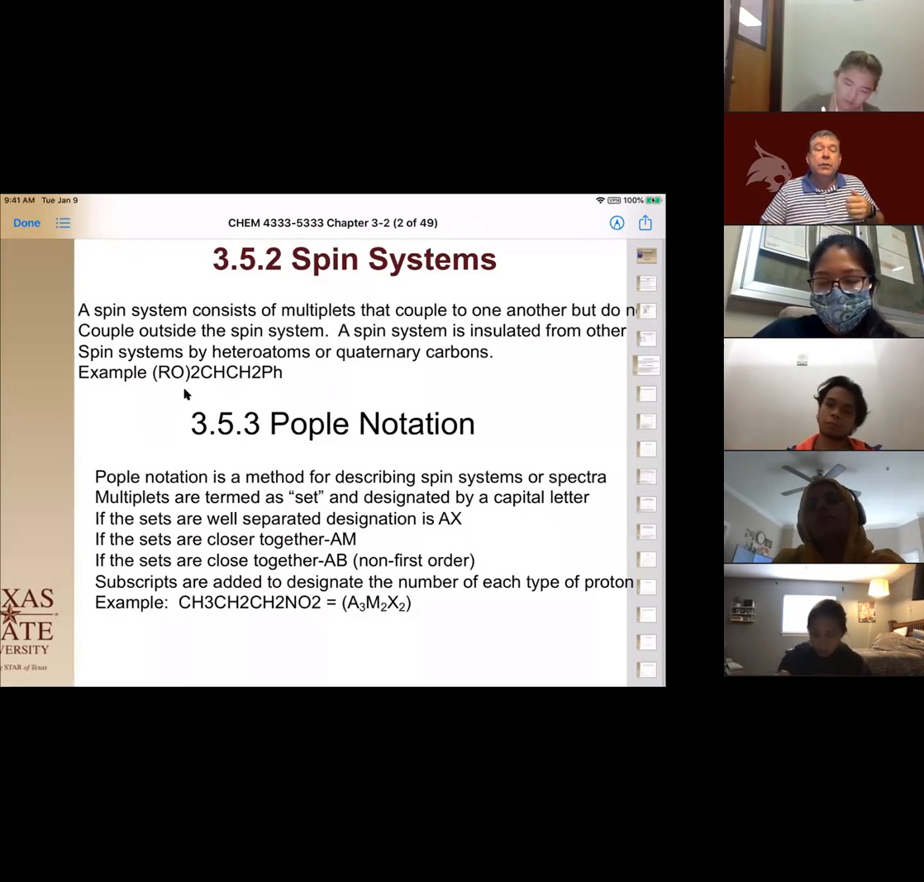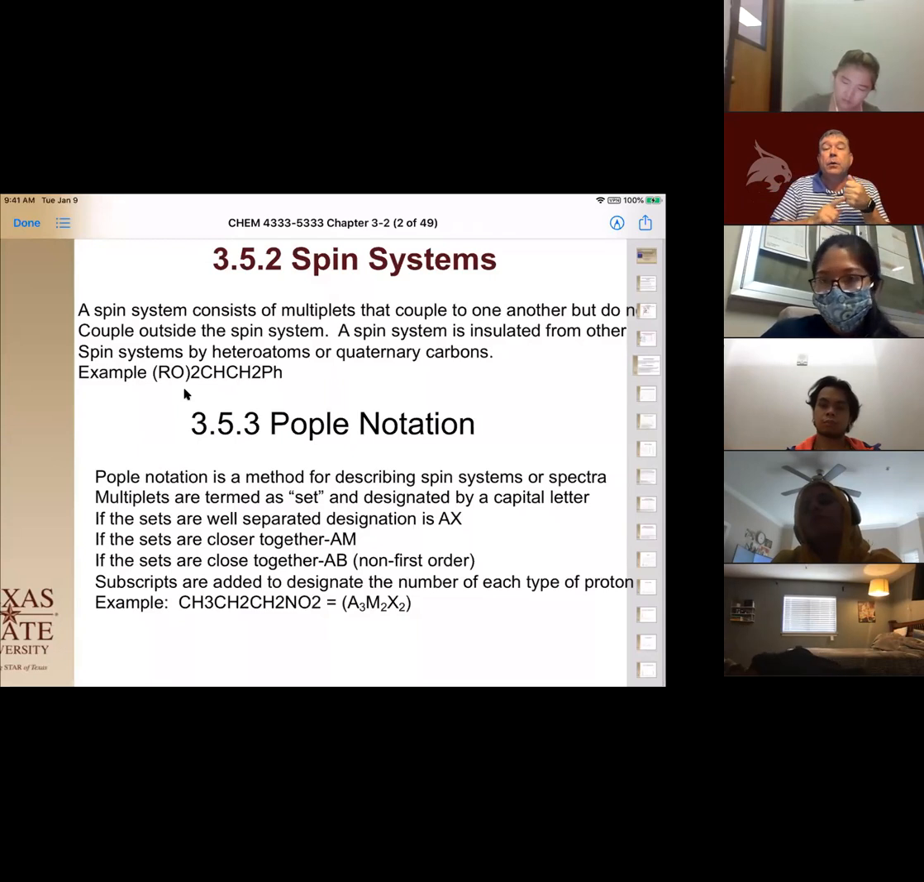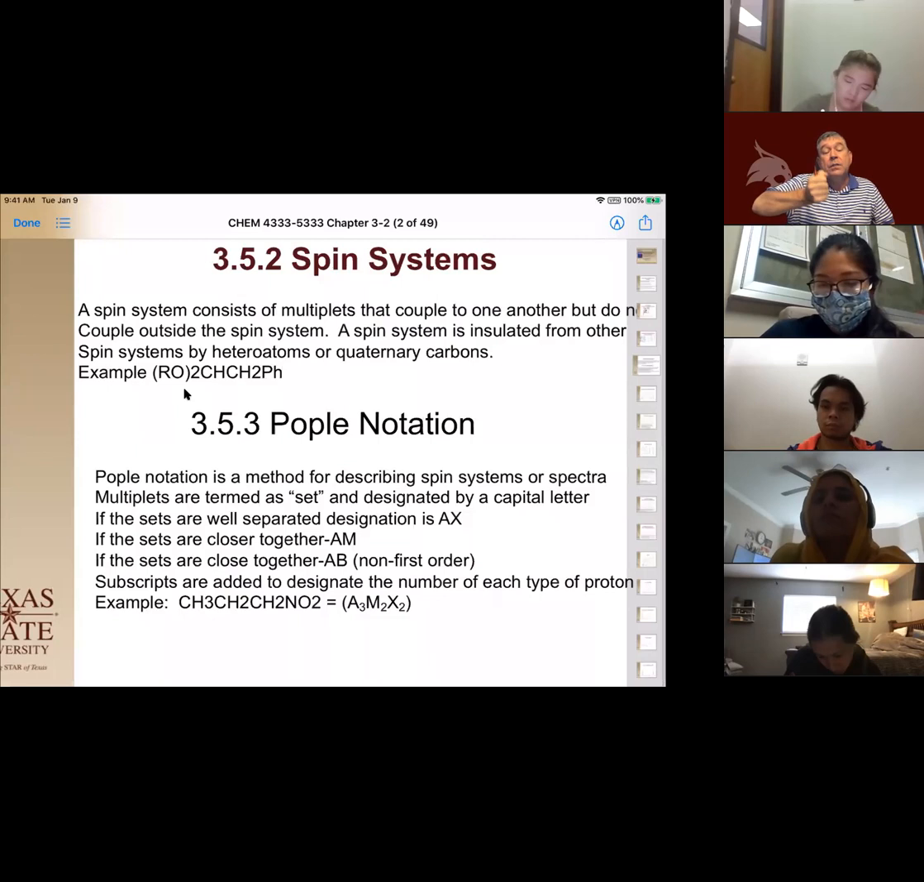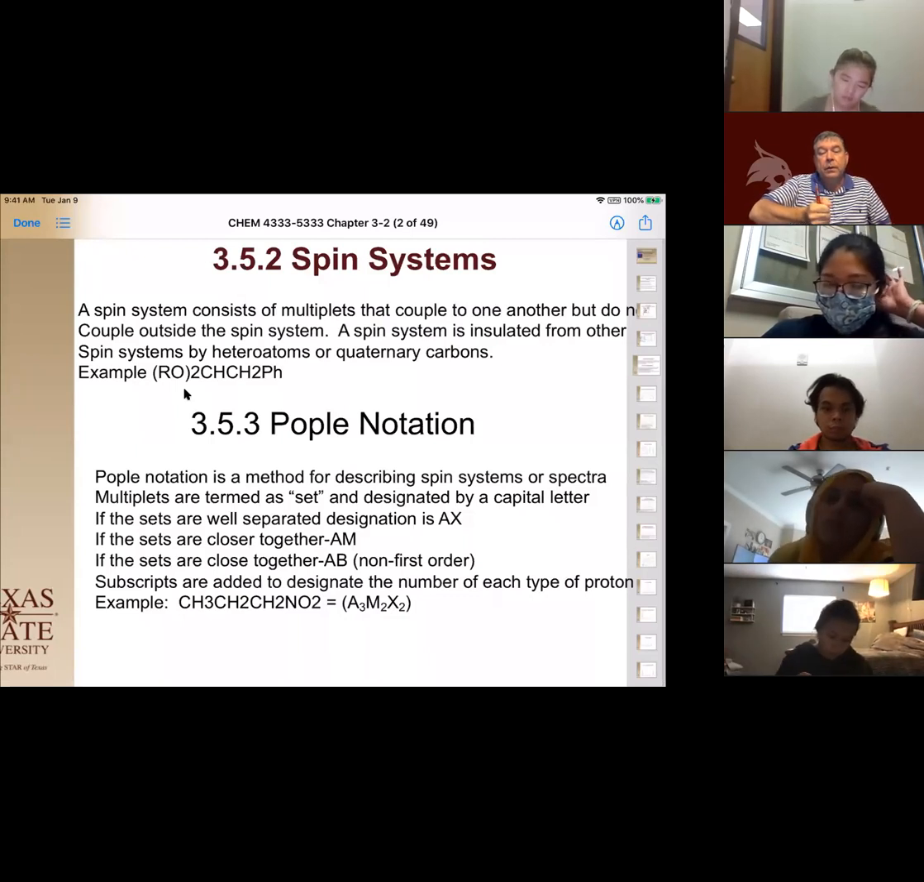The hydrogens you're looking at are your A hydrogens, and you denote how many hydrogens there are by the number below it. So the A is the atom you're looking at, and the number on it is the number of hydrogens on that atom. Then the next thing over is your M. This is close enough that it will split in a normal 3-bond splitting. So those are the ones you want to see.